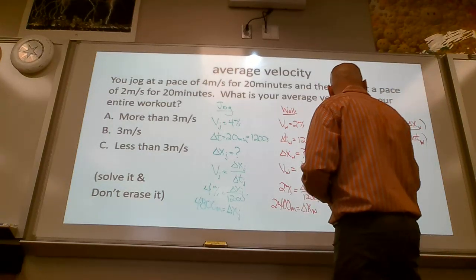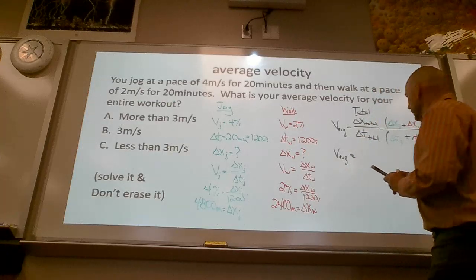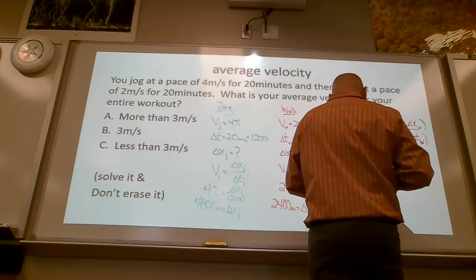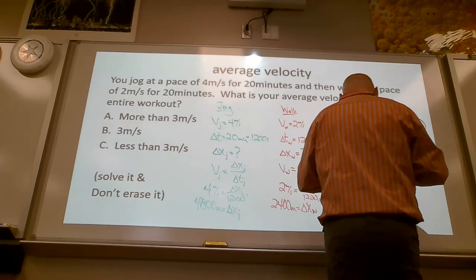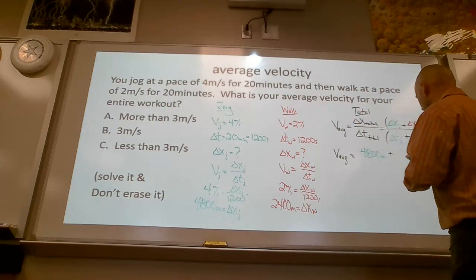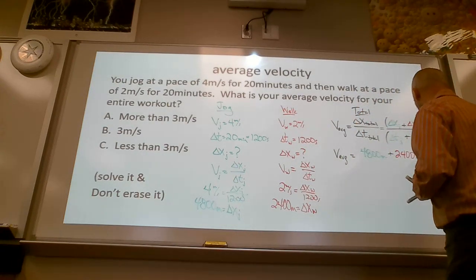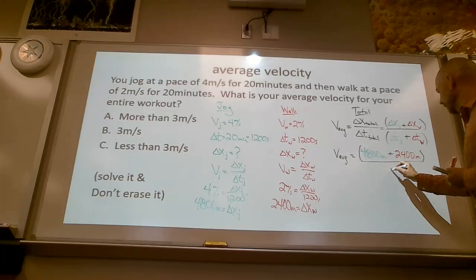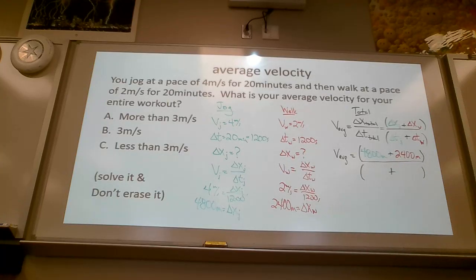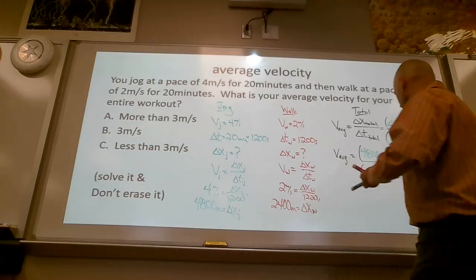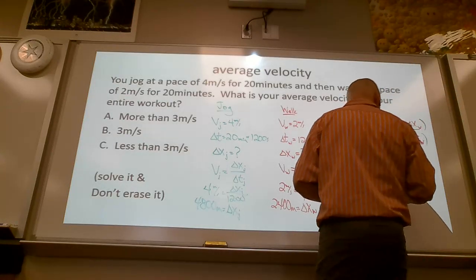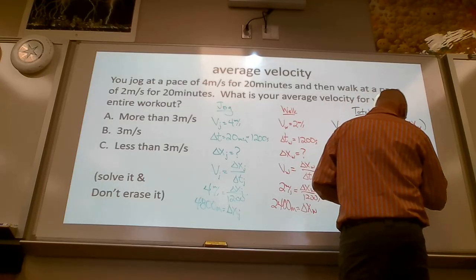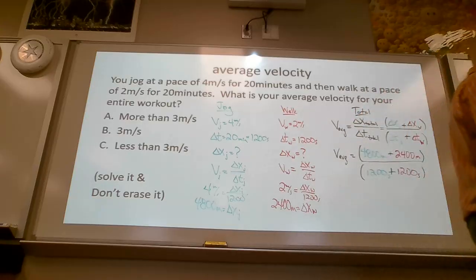I've got my average velocity is equal to displacement of jogging is 4,800 meters, and displacement of my walking is 2,400 meters, over total time: 1200 during the jogging phase, and 1200 during the walking phase.